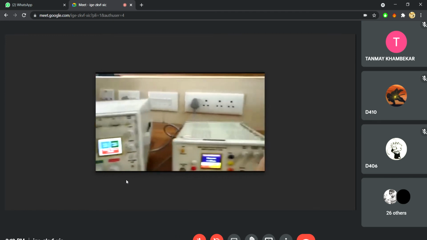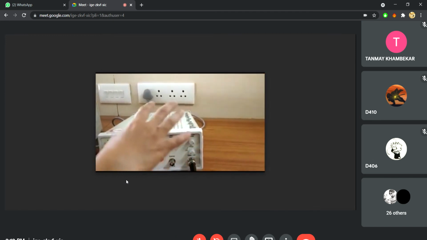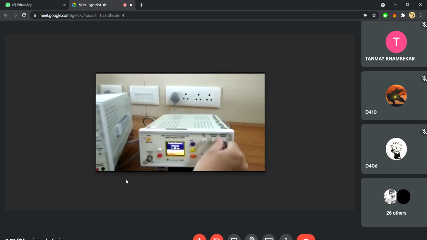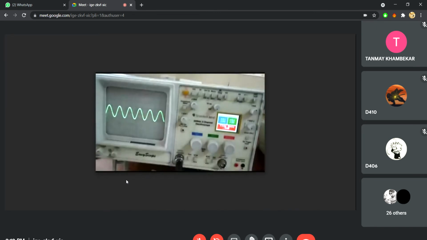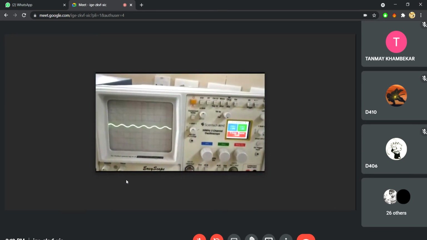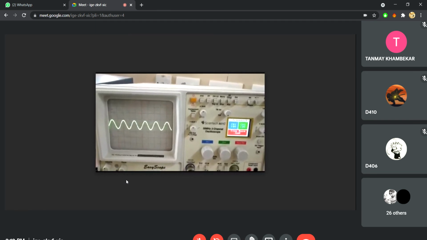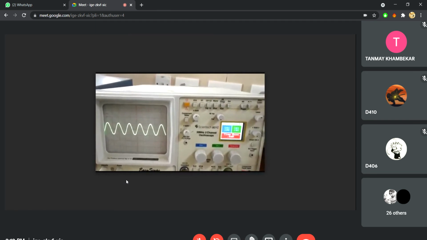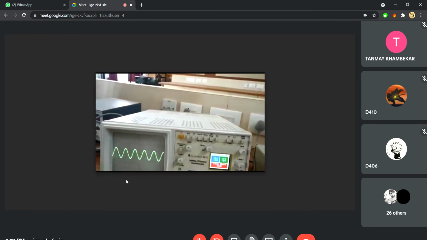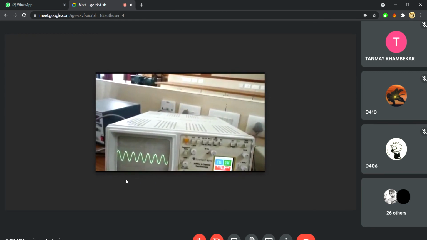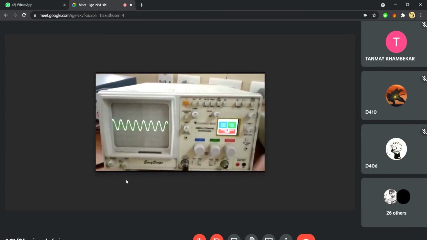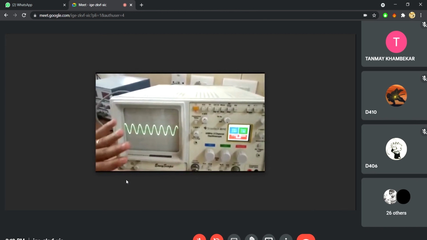I can vary the amplitude and frequency, so whatever waveform of amplitude and frequency I want, I can generate. Randomly, I will just generate. You can see that when I vary this amplitude knob on the function generator, it varies the amplitude. I will keep the amplitude like this. Similarly, I can vary the frequency. Whatever frequency I want, I vary the frequency knob and accordingly it will generate a waveform. I have kept this frequency. Now we will measure it on the CRO.